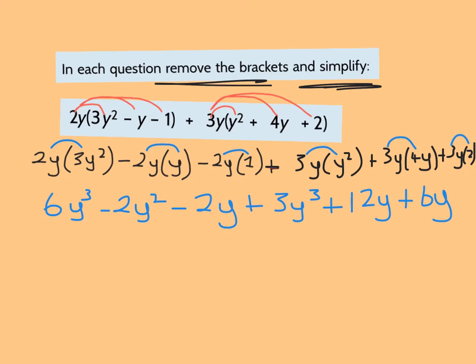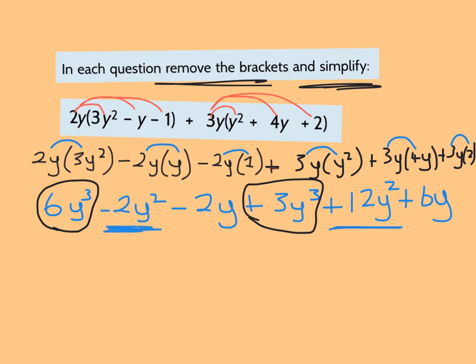Let's look at the terms that I have that are very alike. So I have a y cubed here, and I also have a y cubed here. Remember to keep the sign with it, because that sign's important. I have a mistake there, that should be 12y squared. So I have a minus 2y squared here and a plus 12y squared there. And then finally I have a minus 2y and a plus 6y here.